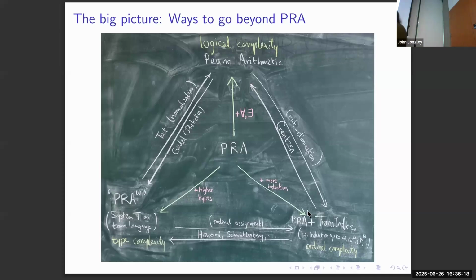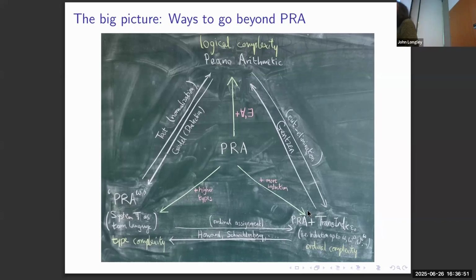Sorry if this isn't so clear on the slide, but here we've got the ordinals omega, omega to the omega, omega to the omega to the omega, and so on. And then the ordinal known as epsilon 0 is the limit of these ordinals. So for any ordinal less than epsilon 0, you'll be able to do induction up to that ordinal. So we can increase either the logical complexity or the type complexity or the ordinal complexity. And now the point is, you can trade off.